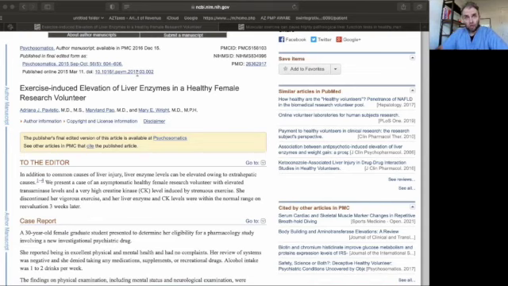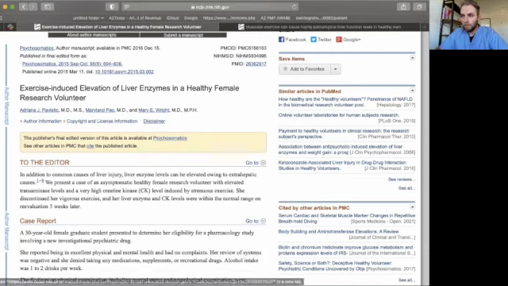So first, I'm going to share with you a case example of someone that had elevated liver enzymes specifically from exercise. This is well documented, and also a research study that goes into this question specifically about the effect of exercise on elevated liver enzymes. All right, so here's the case example.